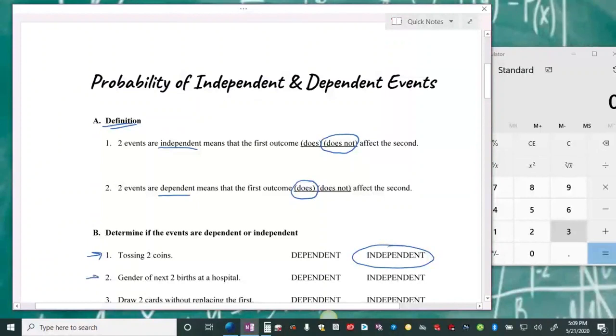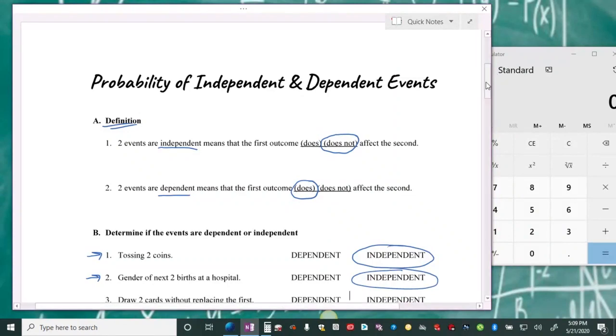Okay, next. The gender of the next two births at a hospital. Well, the gender of one child doesn't have anything to do with the gender of the next mother's child. So these again are independent events.